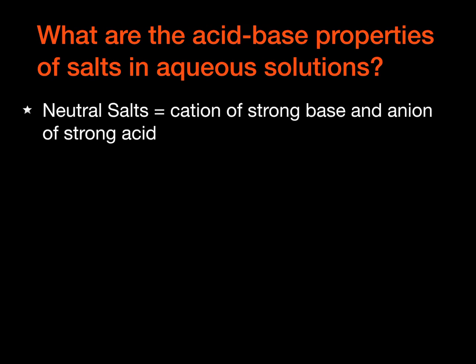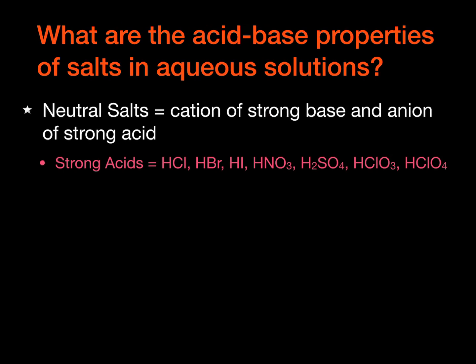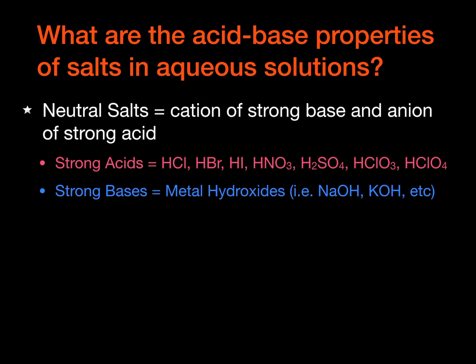We can have a neutral salt when a cation of a strong base and an anion of a strong acid are part of the salt. And so we need to know what our strong acids and bases are. Here's our list of strong acids that we just need to memorize. There's no other way about that. And then our strong bases are a metal hydroxide, so sodium hydroxide, potassium hydroxide, magnesium hydroxide, calcium hydroxide, all of those.